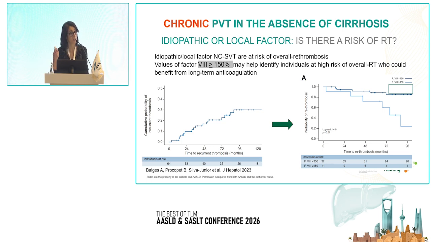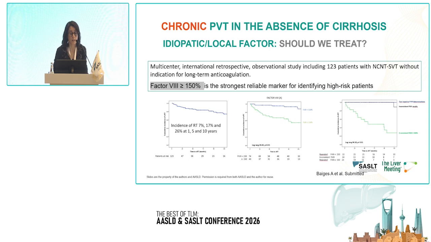The answer is that you can check for factor 8. If you have a factor 8 equal or more than 150%, those are the patients that will rethrombose during follow-up in splanchnic and extrasplanchnic territory. It can help guide the initiation of anticoagulation in this population, and those data have been validated in an international cohort. The paper has been submitted for publication, but it seems that factor 8 is a very strong predictor of rethrombosis in those patients without underlying thrombophilia.